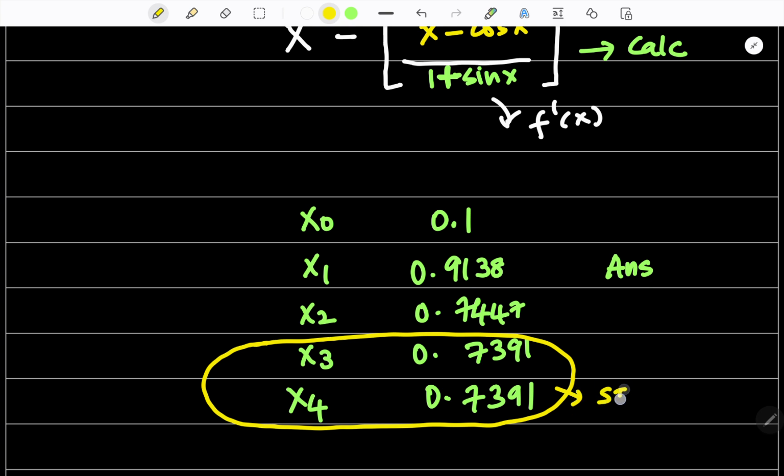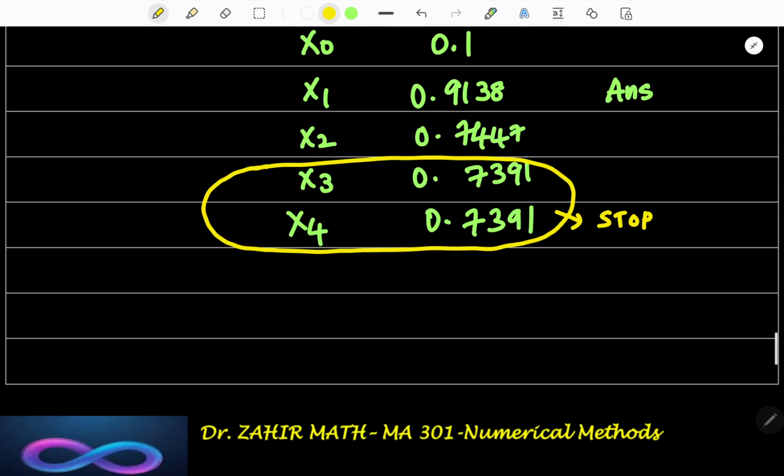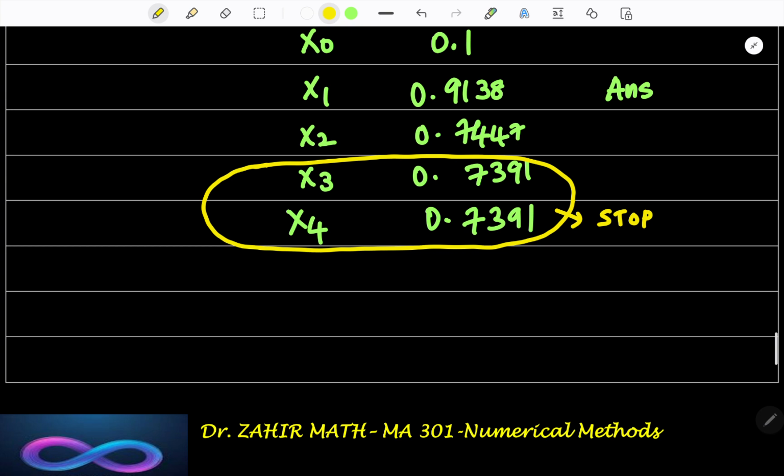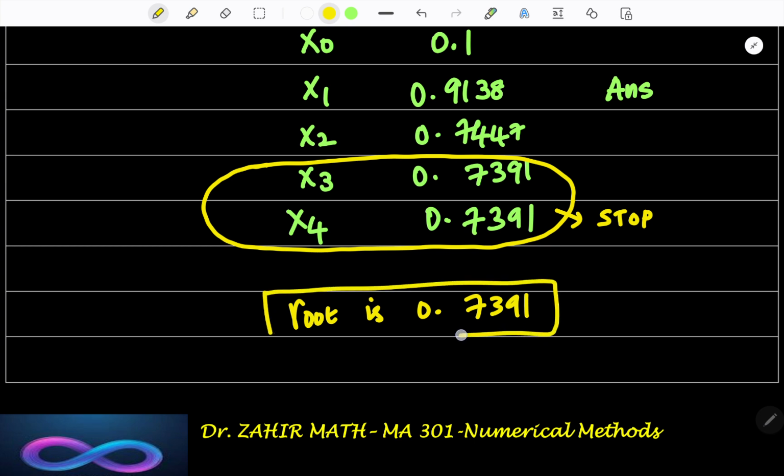So we are going to stop it here. Once you get the same value, the next iterated value you have to stop it. So therefore the root is what? 0.7391. This is your answer.